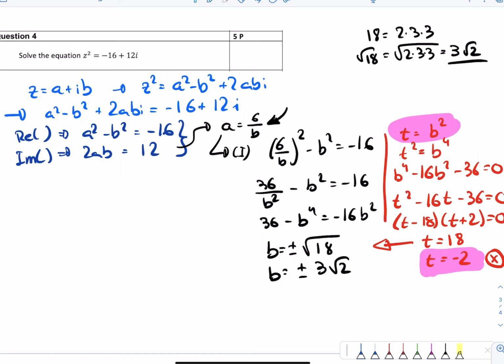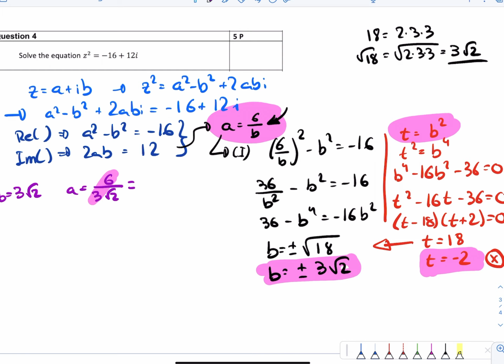Now we need to find a. We've defined we use equation number 2 for getting the value of a, and now we just plug in this value of b. So we can find the values of a as follows. If b is equal to 3 root 2, then a is 6 over 3 root 2. We don't really write root 2 in the denominator, so we need to rationalize that expression by multiplying and dividing by root 2. Well, 6 divided by 3 is just going to be 2, right?